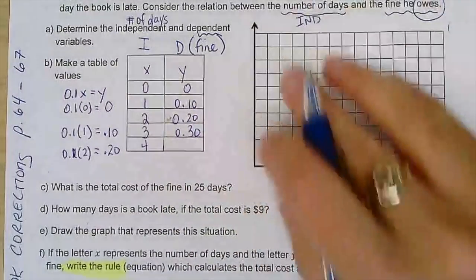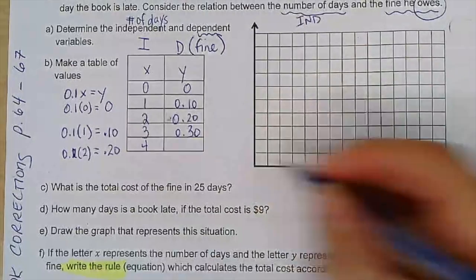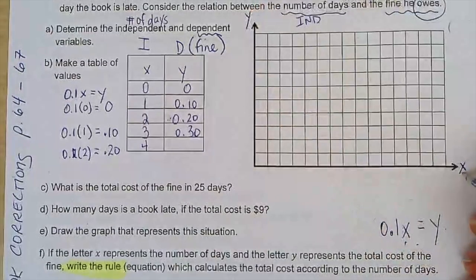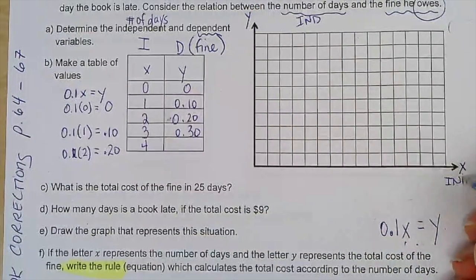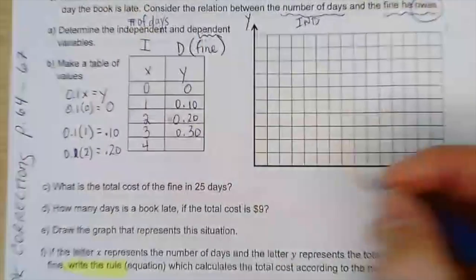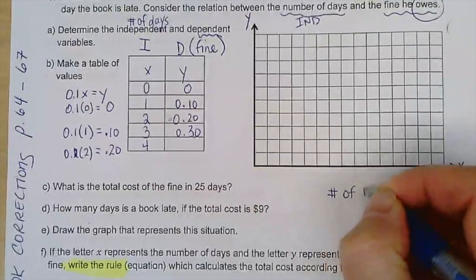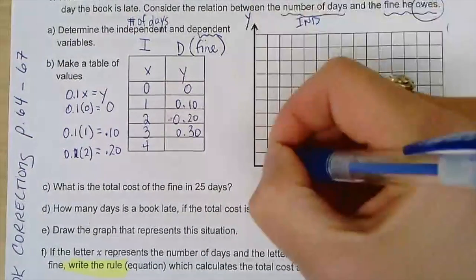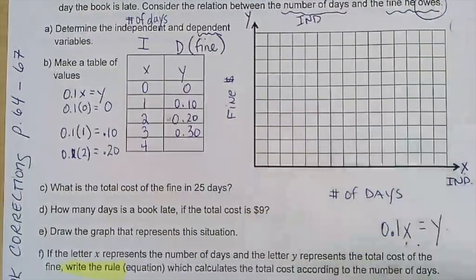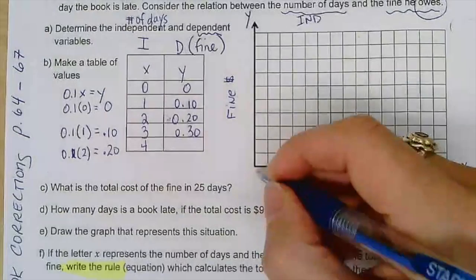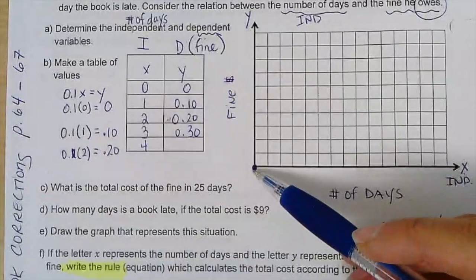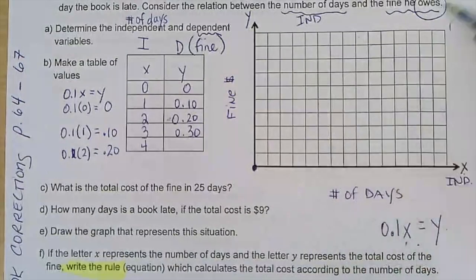Now, when I look at this graph here, the graph has an x-axis and it has a y-axis. The x-axis is always my independent variable. We need to label this. What do we label it? Number of days. What do we label the y? The fine or the money that it's going to cost. And here's my 0, 0. And because I know that it's going to be proportional, my line will look something like this.